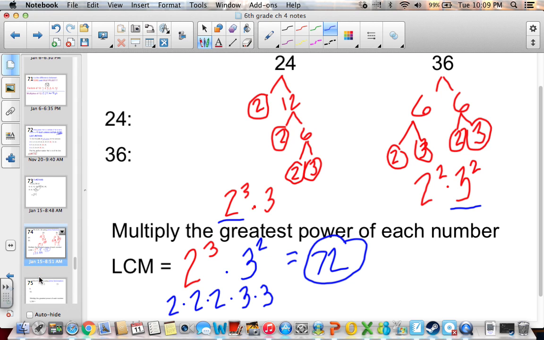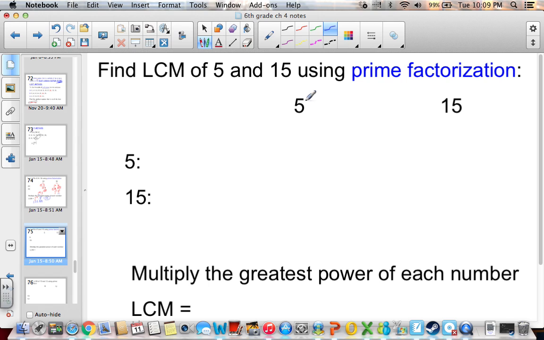Okay, I know that method is a little bit more confusing, so we're going to do one more example together. So we're going to use prime factorization to find the least common multiple of 5 and 15. 5 is already prime, so the prime factorization of 5 is just 5. 15 is 3 and 5. And then both of these are prime, so then we leave it at that.